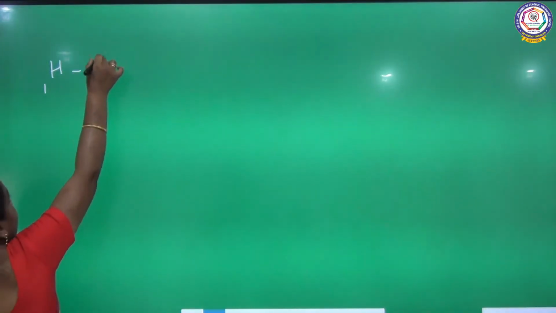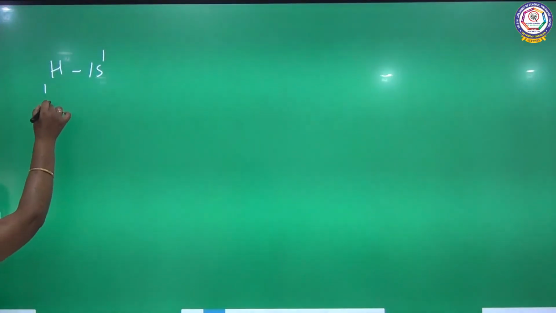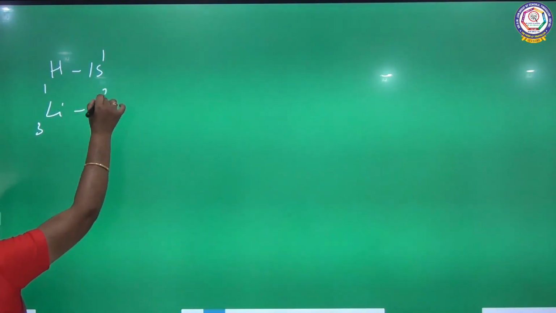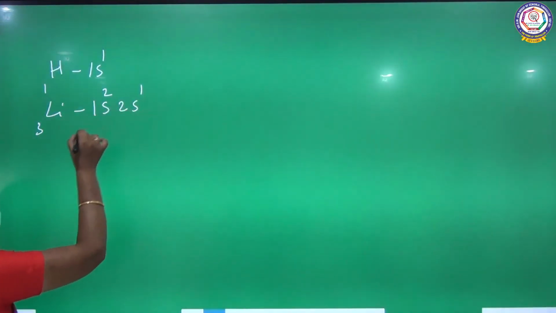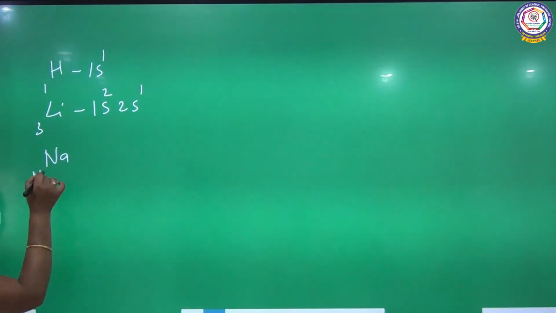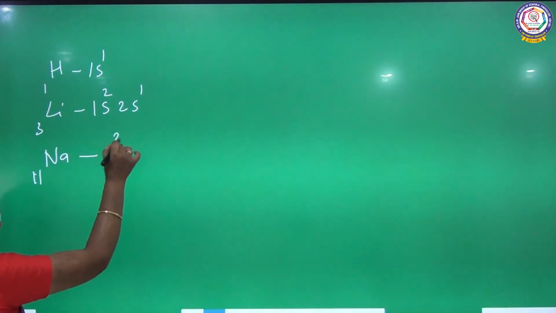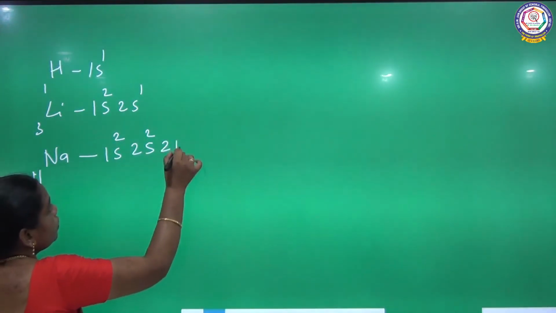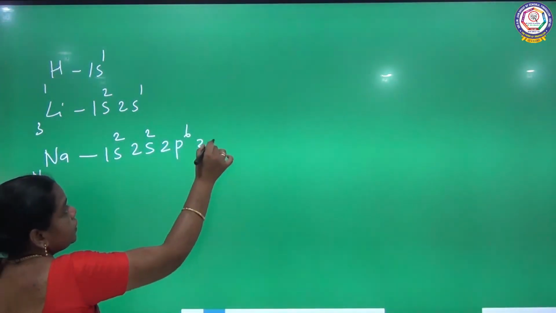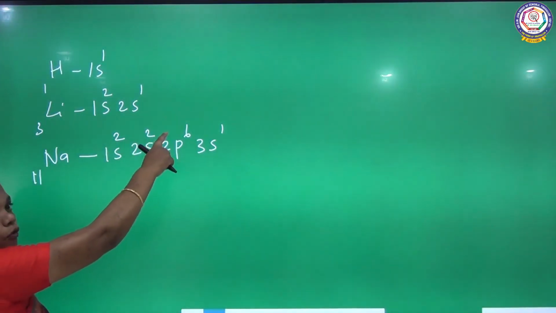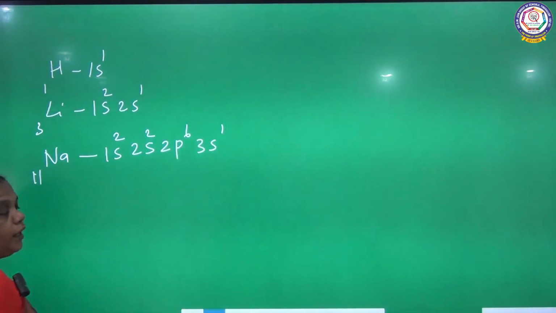Hydrogen 1, 1s1, then lithium 3, 1s2, 2s1, then sodium 11, 1s2, 2s2, 2p6, 3s1. Now you see 11: 2 plus 2 is 4, 4 plus 6 is 10, plus 1 is 11.